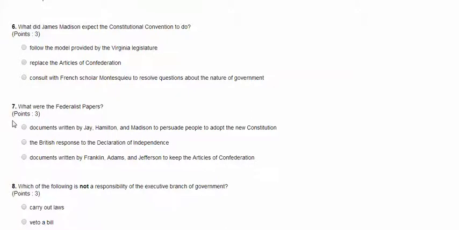Number 7, what were the Federalist Papers? Were they documents written by Jay, Hamilton, and Madison to persuade people to adopt the new Constitution? Was it the British response to the Declaration of Independence, or documents written by Franklin, Adams, and Jefferson that keep the Articles of Confederation?